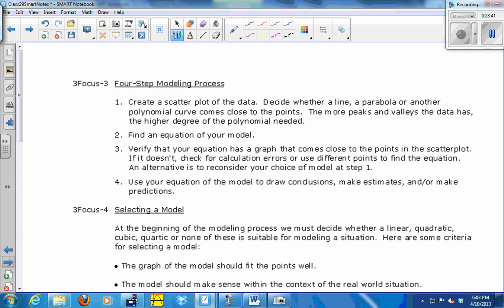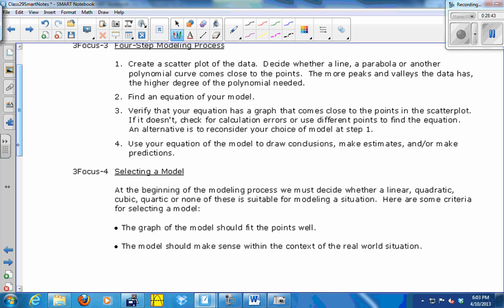All right, so our 4-step modeling process. First, you make a scatter plot. Just put your data in your calculator, make a scatter plot, and decide whether a line or a parabola or a higher degree polynomial curve should fit the points. So the more peaks and valleys the data has, the higher the degree of your polynomial should be, right? 1 valley or 1 peak, quadratic's a good idea. 2, use a cubic, right?